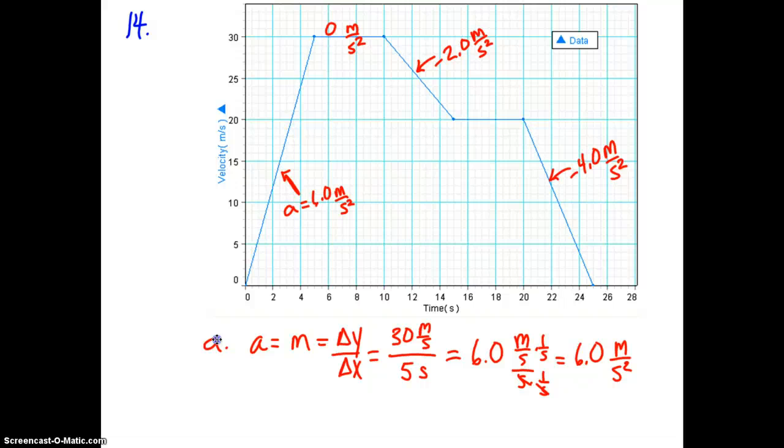All right, more work with velocity time graphs tomorrow in class, when together we'll be doing number 15.